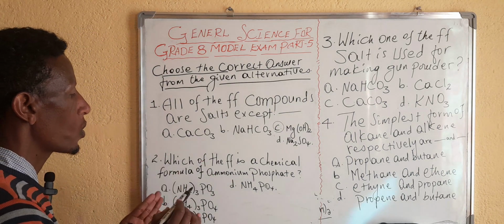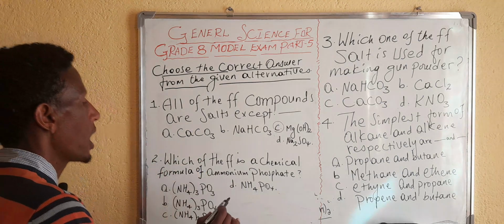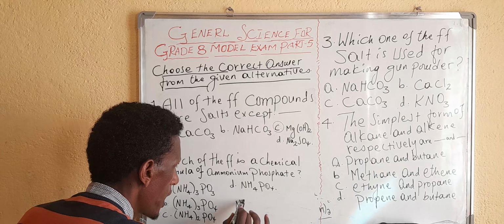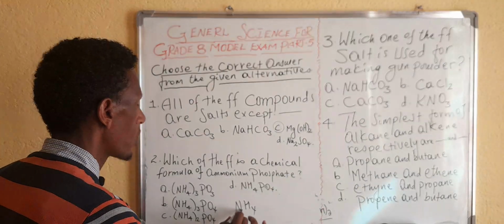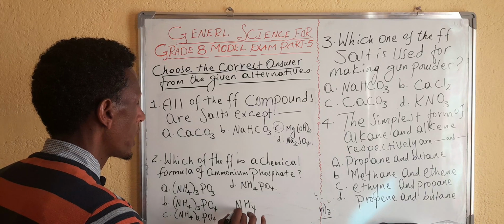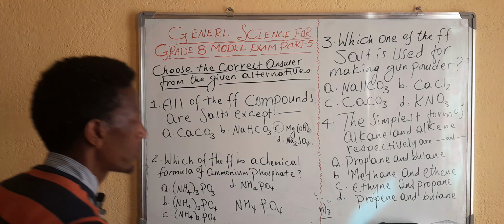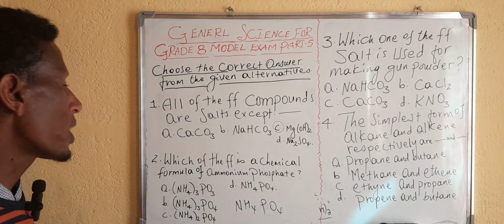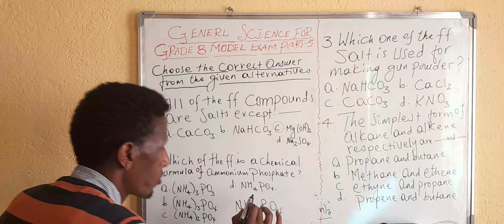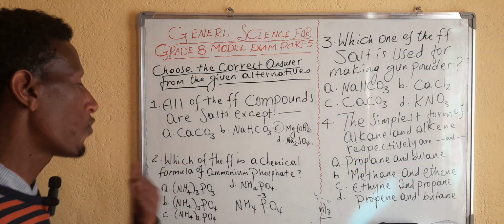So first of all, I am going to write down the formula of ammonium, NH4. This is the chemical formula for the polyatomic ion ammonium, and for phosphate, PO4. Then, as the second step, I'm going to write down their valence number on the top of their formula.